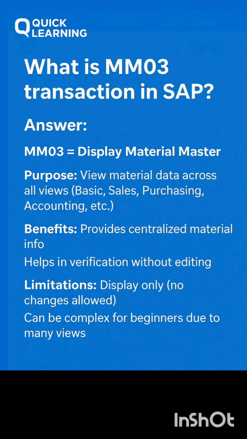Today's question is, what is MM03 transaction in SAP? MM03 transaction is used to display material master. The purpose of this transaction is to view material data across all views: basic, sales, purchasing, accounting, etc. Its benefits include providing centralized material info. It helps in verification without editing. Some of its limitations include it displays only, you cannot do any changing. It can be complex for beginners.